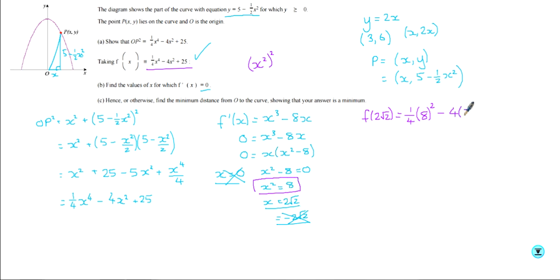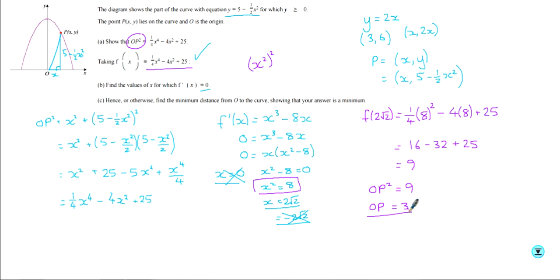And if you haven't noticed that, it doesn't really matter, you have your calculator, so you can just type it straight in. But I'm trying to show you here that all of these questions pretty much can be done without a calculator. So 8 squared is 64. 64 divided by 4, well, that's 16. Take away 32 plus 25. And that's equal to 9. So what we can say there is that OP squared, because they are equal to each other, must be equal to 9, and therefore OP must be equal to 3.